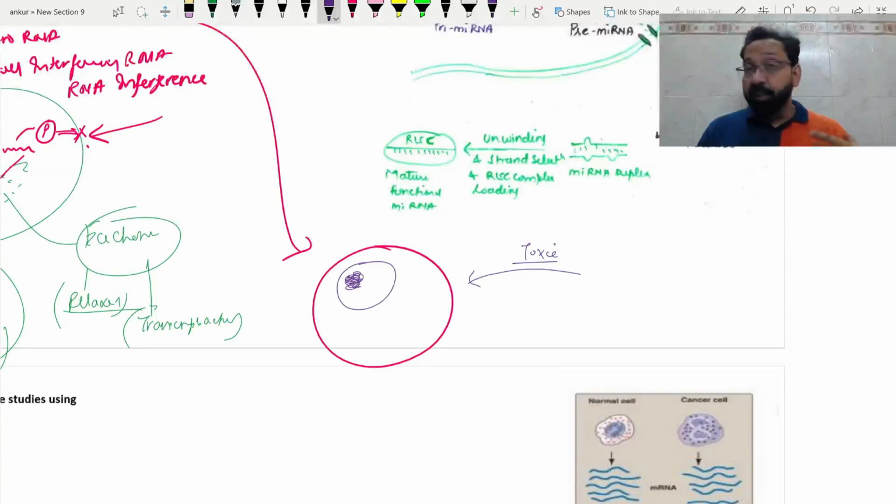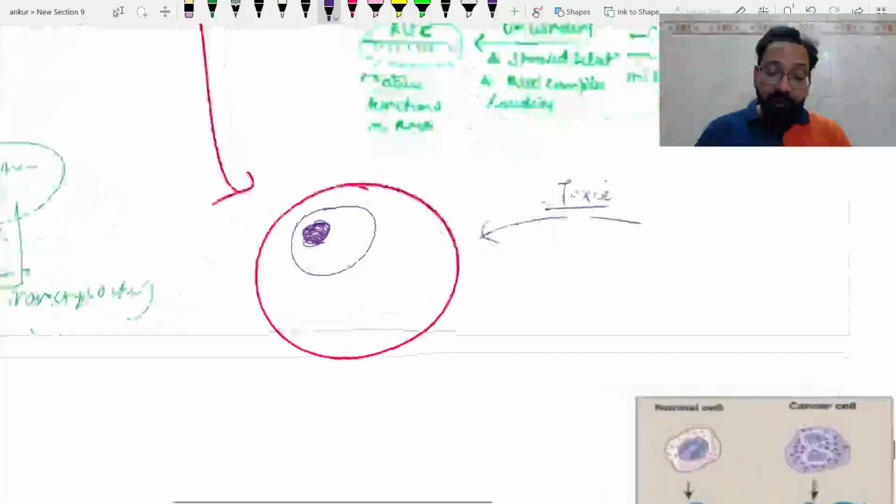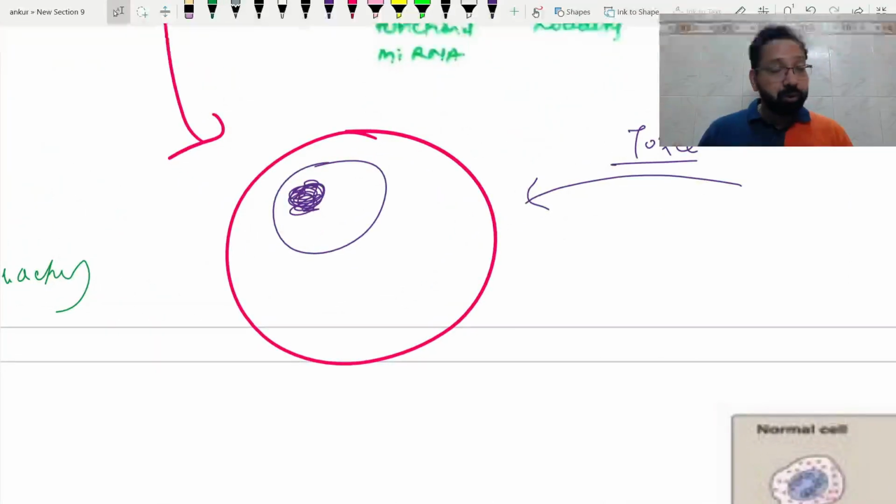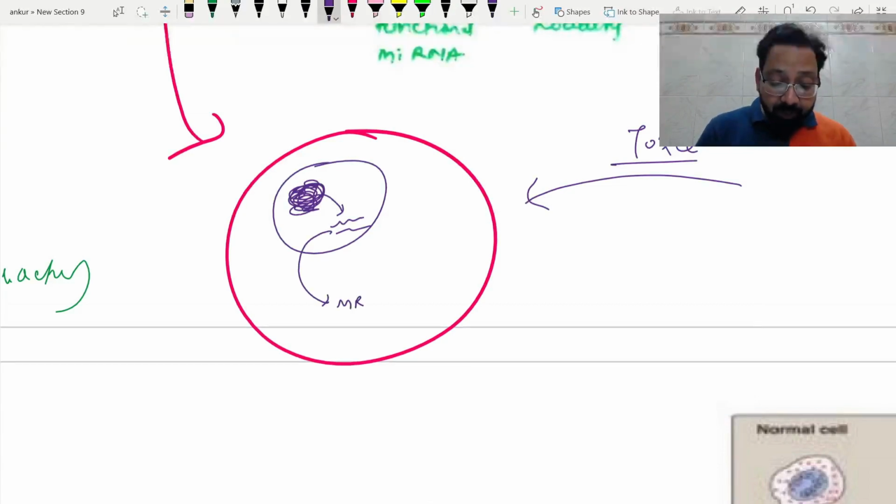I told you, just like acetylation and deacetylation of histone. So this was the gene which was present in heterochromatin. An adverse condition came, and we know that this gene will be able to tolerate this toxic stimulus. In the adverse condition, this gene is converted to euchromatin. Now this gene synthesizes messenger RNA.